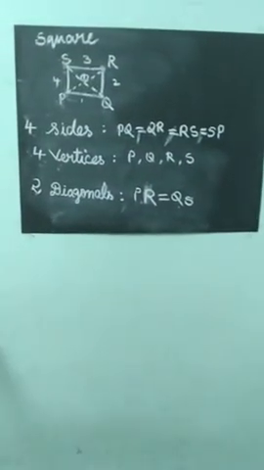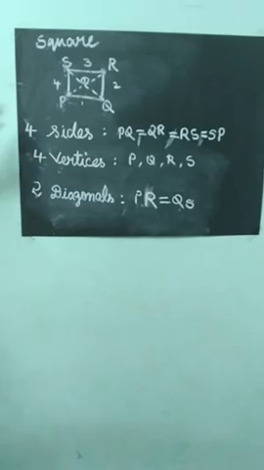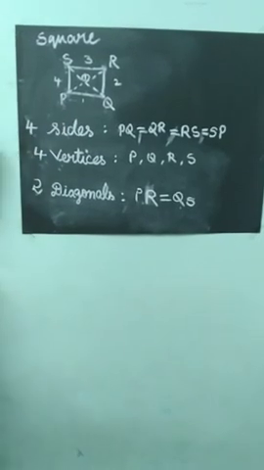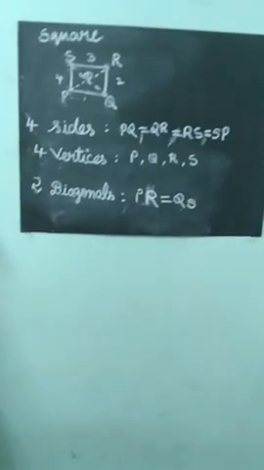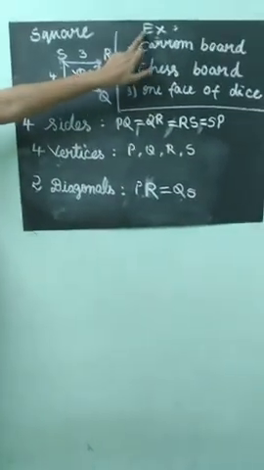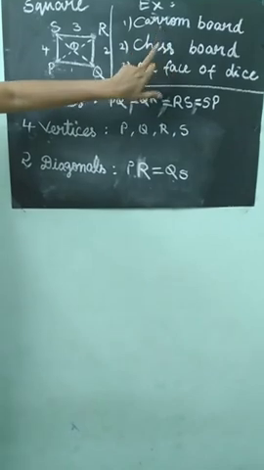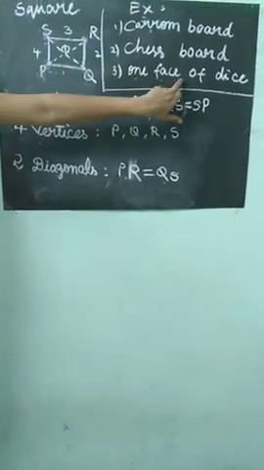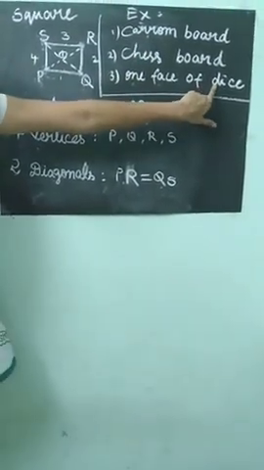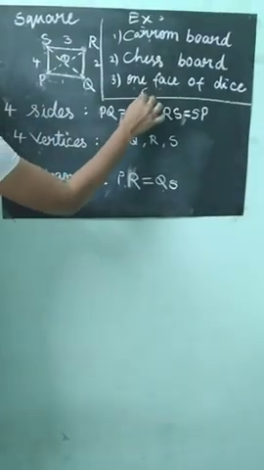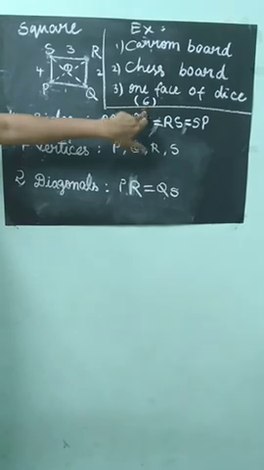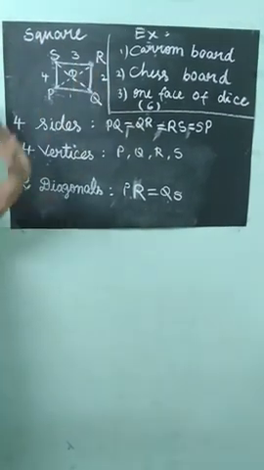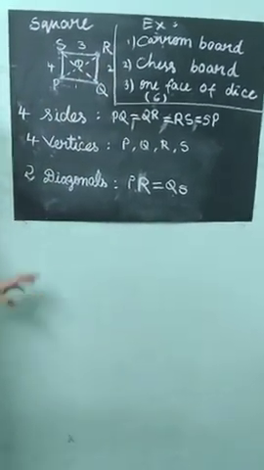And what are the examples of a square? Carom board, chess board, and one face of the dice. Okay? There are 3 examples, ma. Dice has how many faces? 6 faces. Okay? So each and every face is an example of a square. Understand, amma? That's all.